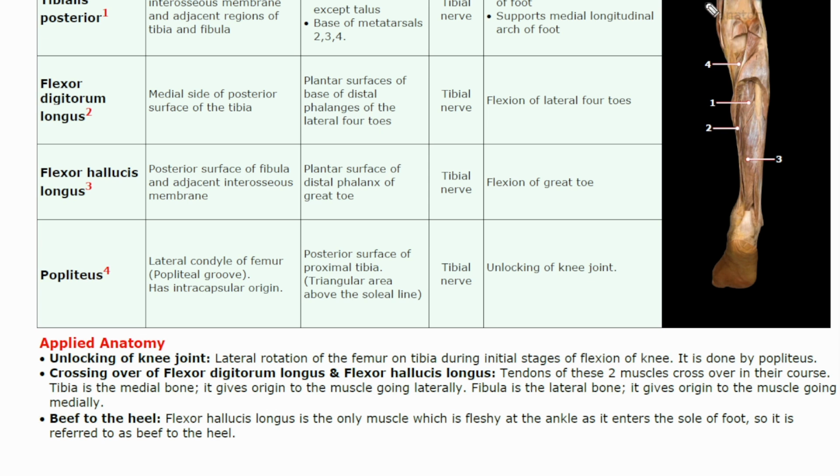Let's identify the four muscles in this cadaveric image. The first muscle that we can see here is the tibialis posterior muscle. Then the second muscle here is flexor digitorum longus, arising from the tibia. Then number three is flexor hallucis longus, which is quite fleshy as we see down towards the ankle. Then the popliteus muscle, which is seen in the floor of the popliteal fossa. So all these are the four deep muscles.